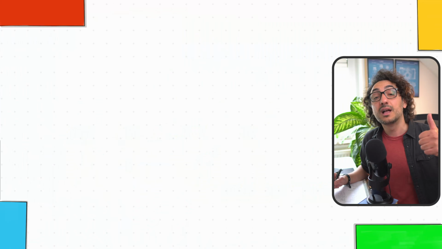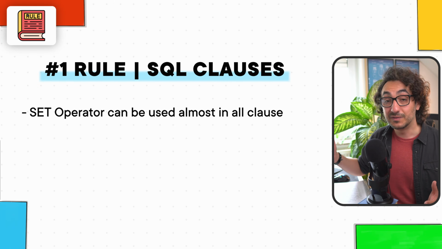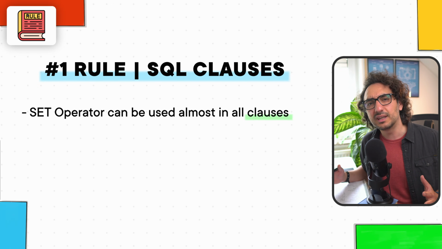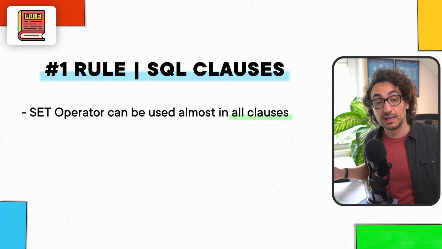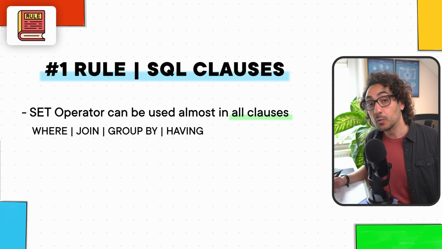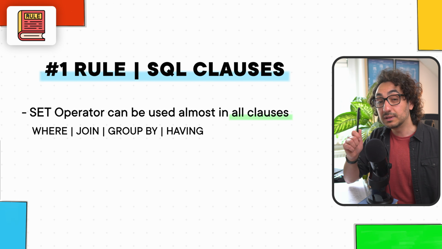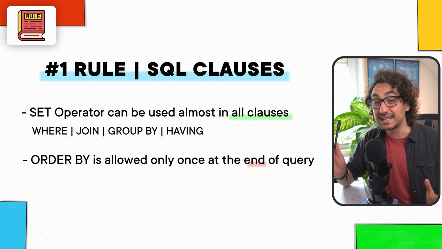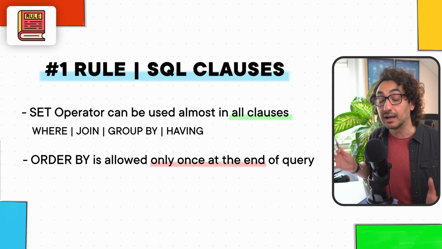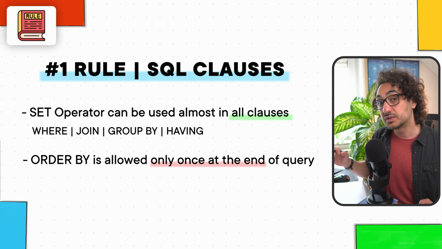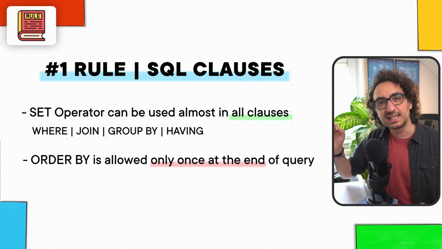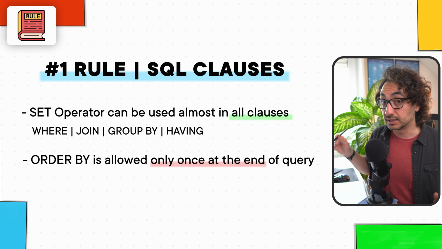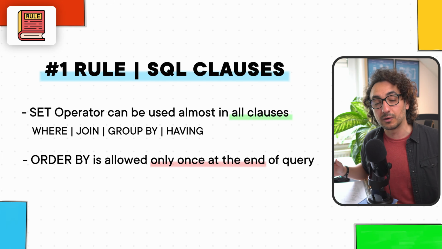Alright friends, now we're going to talk about the rules of the set operators, and we're going to start with rule number 1, the SQL clauses. In each individual select statement or query, we can use almost all the SQL clauses like where, join, group by, having, but there is only one exception, the order by. You can use order by only once and only at the end of the entire query. So that means we cannot use order by in each select statement or in each query. We can use it only once and only at the end of the entire query.